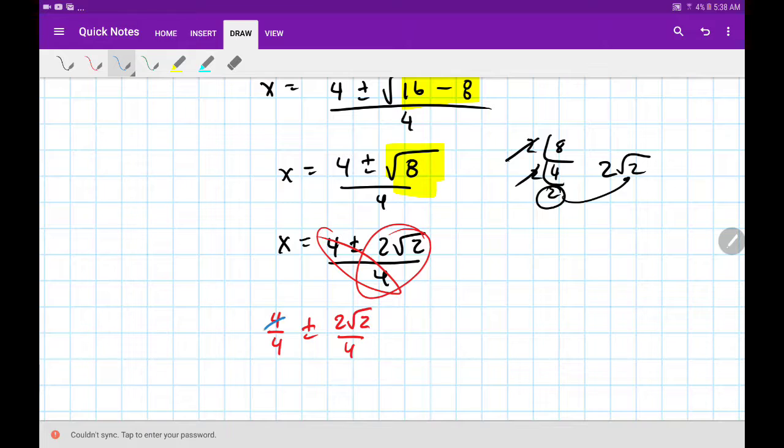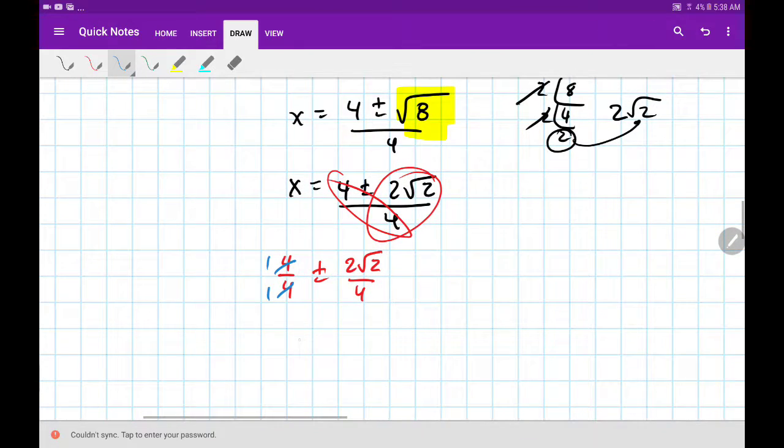Now, this works out nice because 4 over 4 becomes 1 over 1. I can just write that as 1 plus or minus. And here, remember, this guy does not cancel. You have to focus on 2 over 4. So 2 goes into 4 two times, but you have to make sure you leave the 1 on top and that 2 in the denominator. So the final answer is 1 plus or minus root 2 over 2.